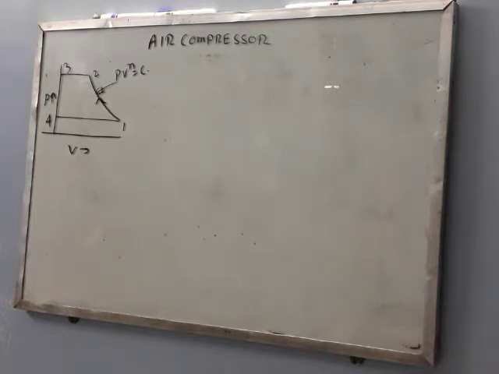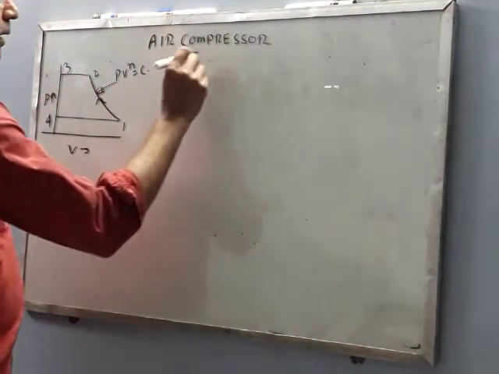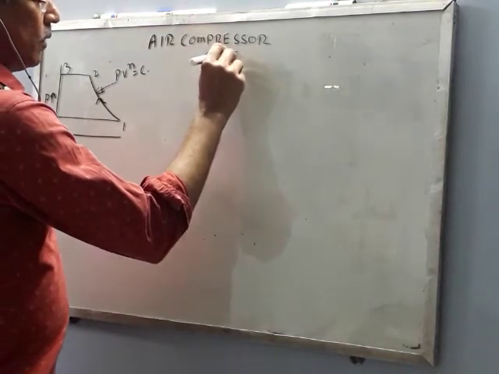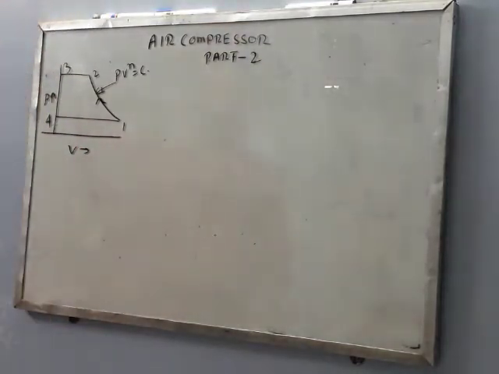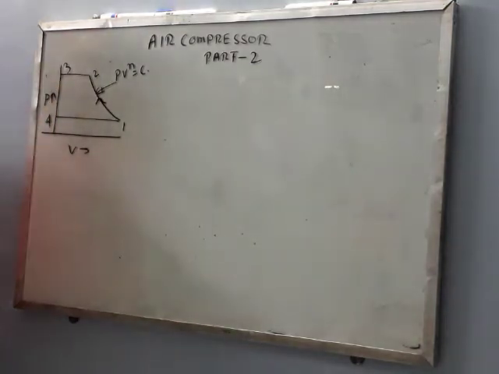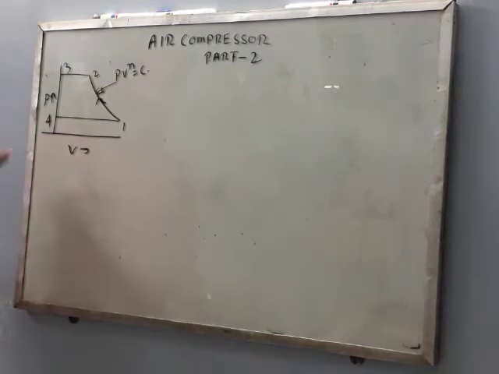Next, the most important video, friends, is the air compressor part 2. So this is the PV diagram of an air compressor without clearance. Now, how to find the work done on the air?